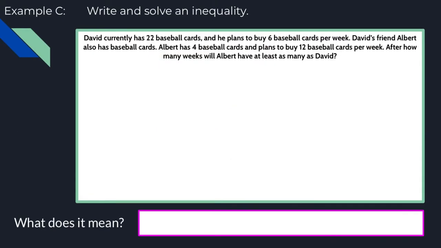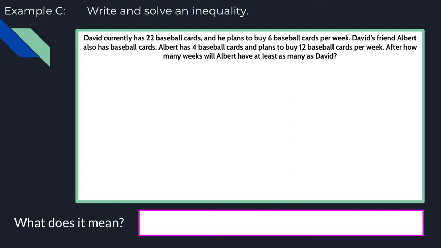Here we are at example C, and it says David currently has 22 baseball cards and he plans to buy 6 baseball cards per week. David's friend Albert also has baseball cards. Albert has 4 baseball cards and plans to buy 12 baseball cards per week. After how many weeks will Albert have at least as many as David?